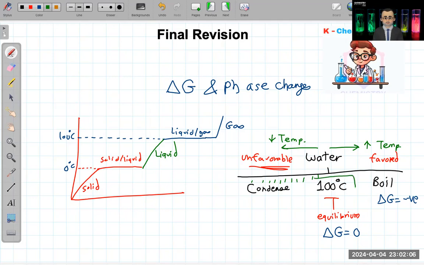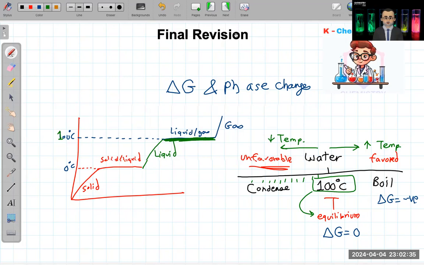What about at 100? No, this is an equilibrium. No one is favorable more than the other. So at 100, it is at equilibrium. It means this one is not favored and this one is not favored. That's why when you look at 100 degrees, what do you see here? Liquid or gas or both of them? You see both of them. Why? Because no one of them is favored.